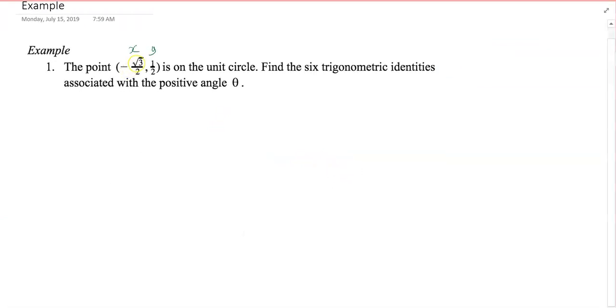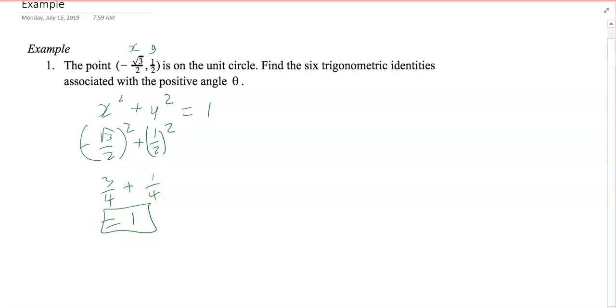The point negative radical 3 over 2, 1/2 is on the unit circle. Find the 6 trig functions associated with positive angle theta. Now your x value here is negative root 3 over 2, so let's check that. Square negative radical 3 over 2, plus 1/2 squared. That will be equal to 3 over 4, because negative times negative gives a positive, plus 1 over 4, and that equals 1. So we check and we're done.